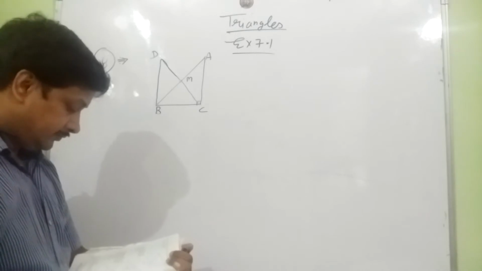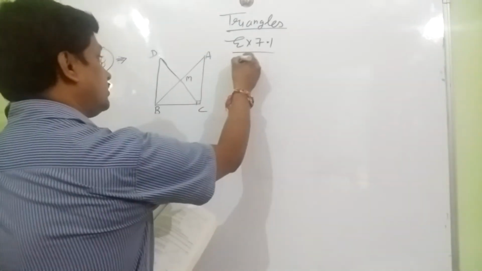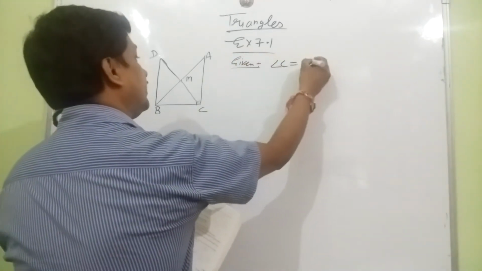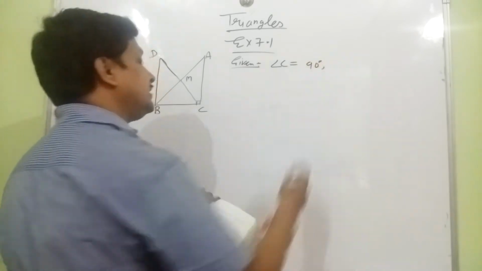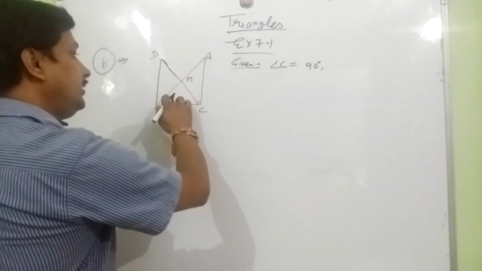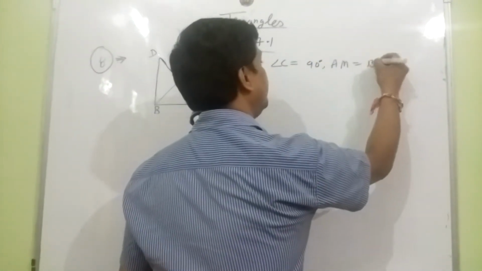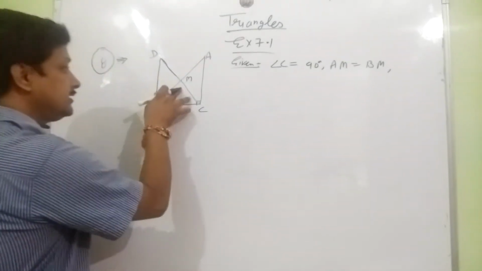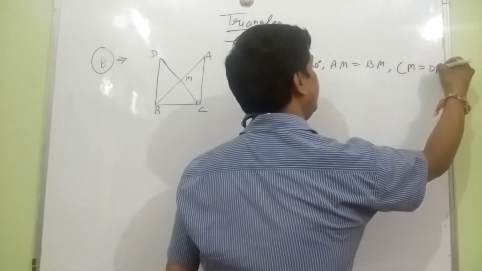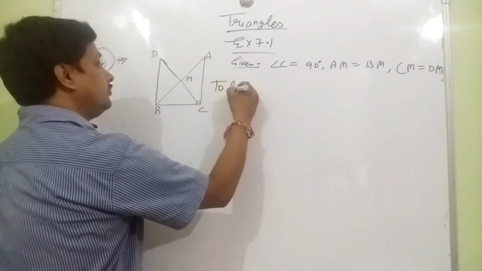Show that these four things we have to prove. So first of all we will write the given. In these two triangles, first of all, angle C is 90 degrees. It is given. And M is the midpoint of AB, which means BM equals AM. And the third thing is CM equals DM.